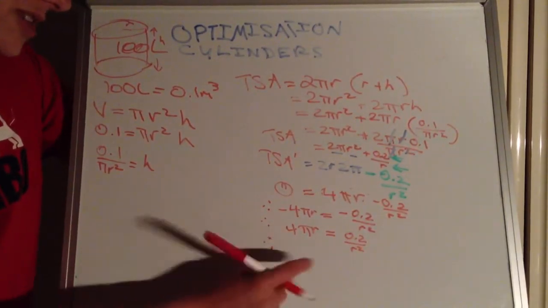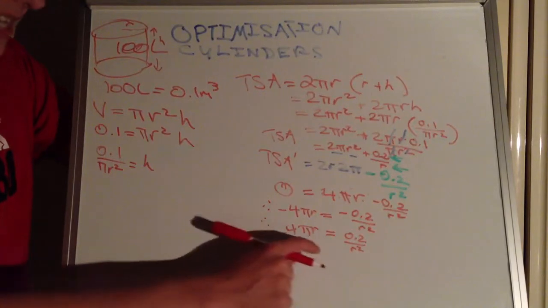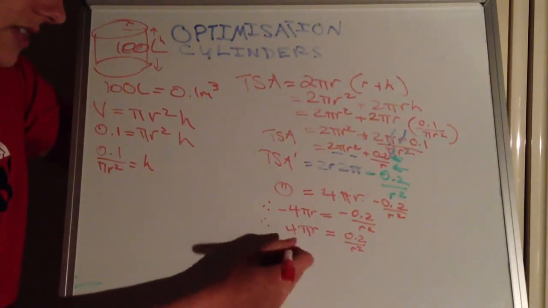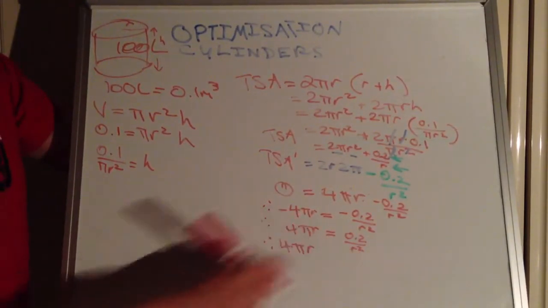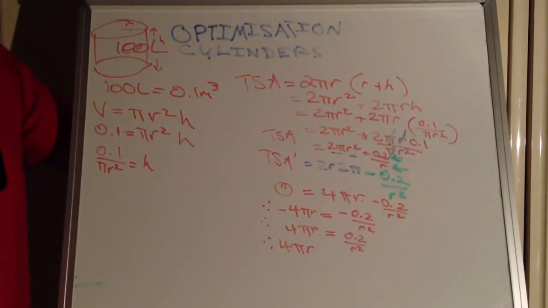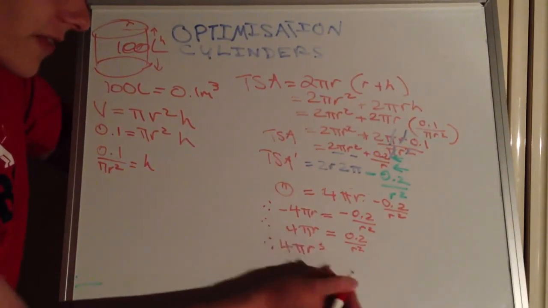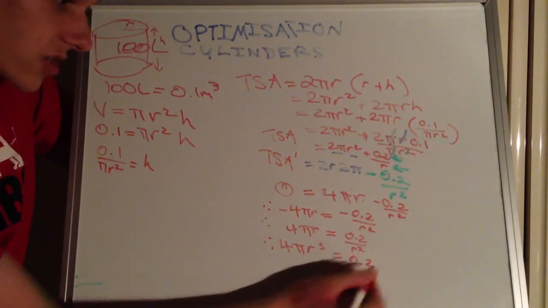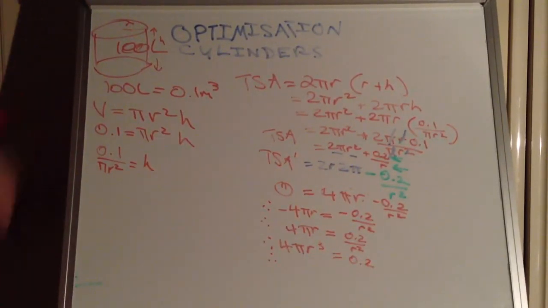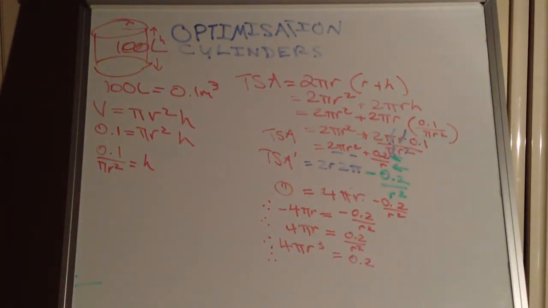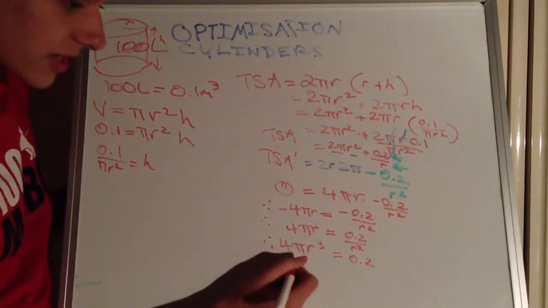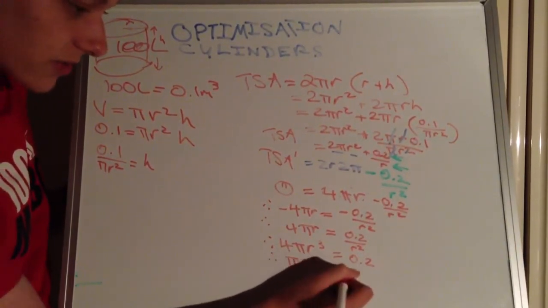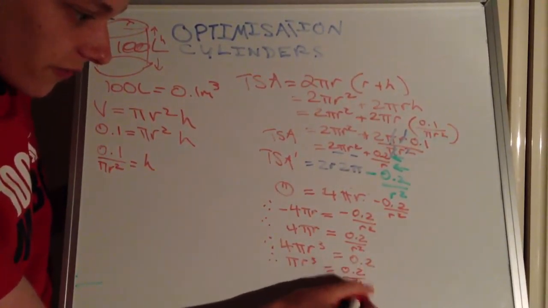Okay, and now what we do is we bring the denominator of the right-hand side up to the numerator on the left-hand side, so we get 4 pi r, and let's use index laws here. So we have r squared times r, so that's r to the power of 1 times r to the power of 2, so we add the exponents and we get r to the power of 3 equals 0.2. Then, what we do is we move the 4 to the other side. So we get pi r cubed equals 0.2 over 4.